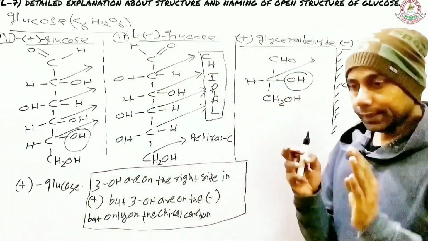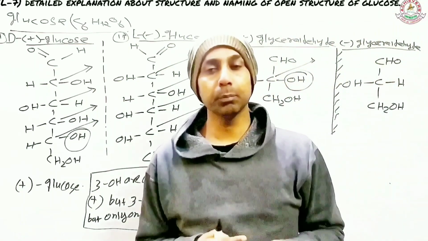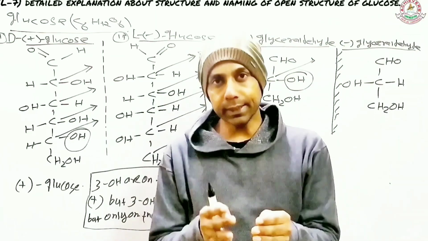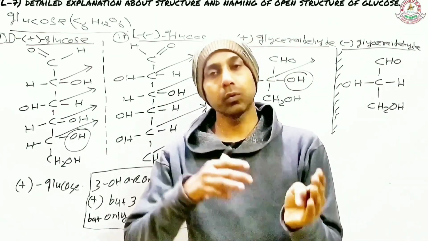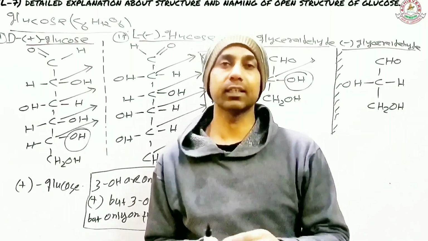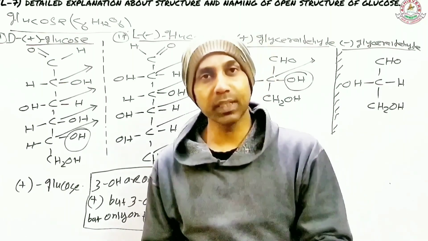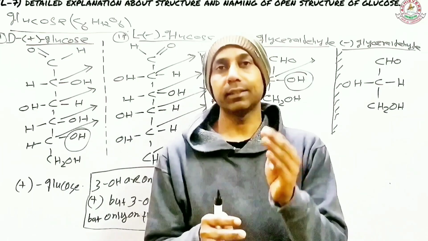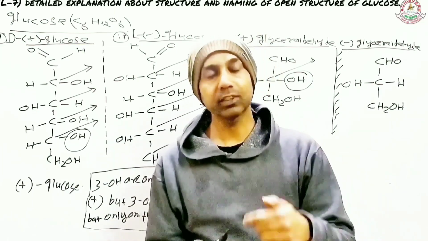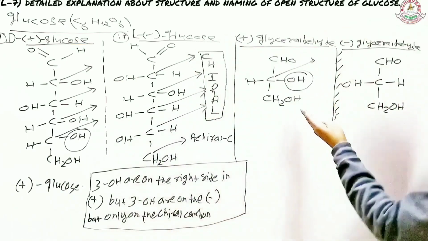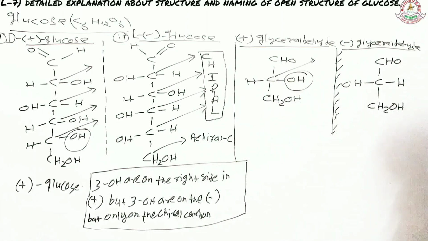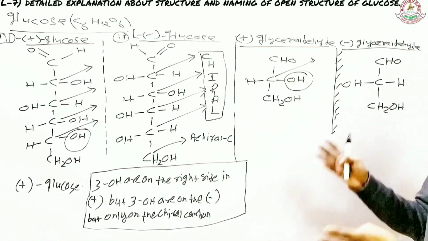Now the D and L actually represent the structural correlation with the glyceraldehyde. D stands for dextrorotatory glyceraldehyde configuration, L stands for levorotatory glyceraldehyde configuration. So in case you find D and L, just take it as coming from the structural correlation with glyceraldehyde, because it also has 2 optical isomers like I have already drawn right here. So these are some of the very important things I wanted to go over related to glucose.